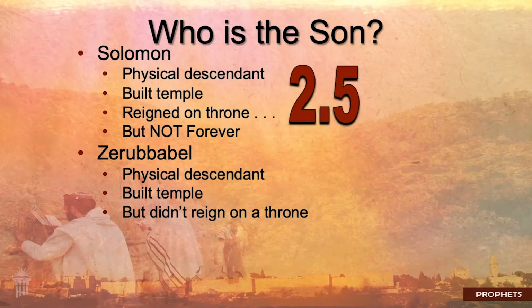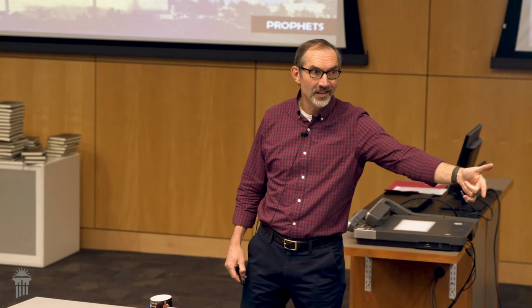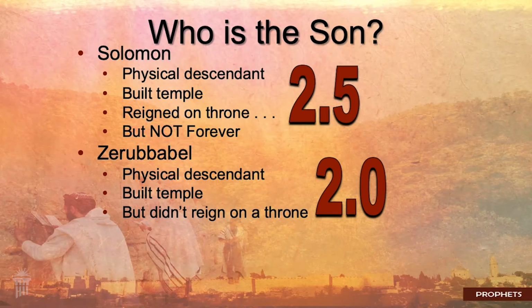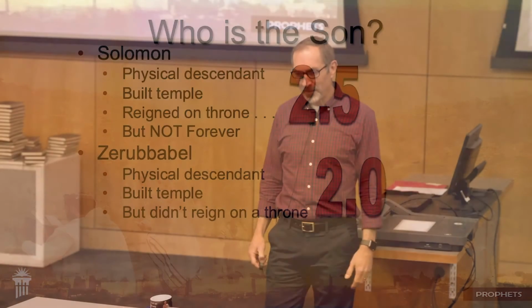But what? No, he doesn't sit on the throne, right? He never reigned on the throne, and his son didn't, and his son didn't, and his son didn't until Joseph was just a carpenter. So, if we're going to rate Zerubbabel on an Olympic scale of 3, we're going to have to give him a what? Yeah, just a 2.0. Sounds so bad, doesn't it? He's barely made the grade, right? 2.0.